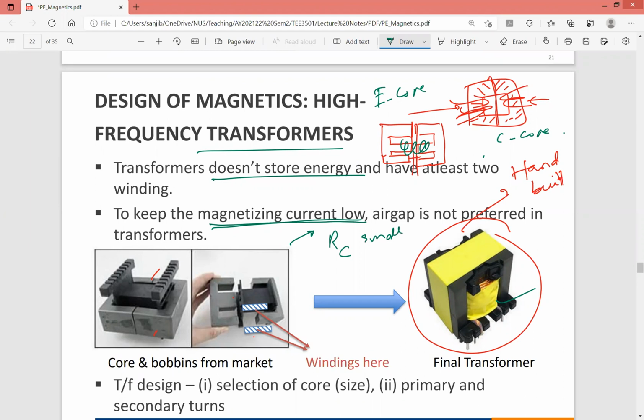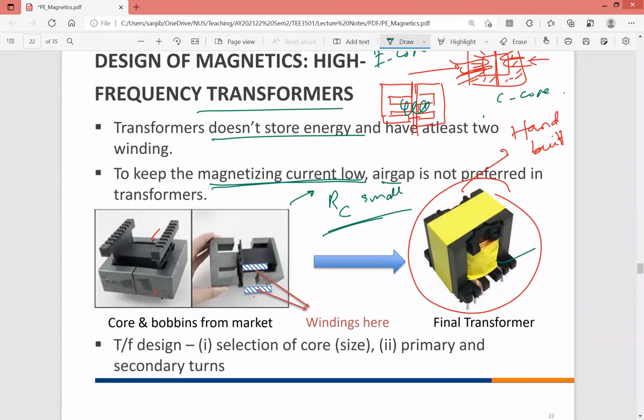How do you make the core reluctance small? The air gap should normally be minimum or not there. So you should not have an air gap. The core material should be closely tight, with no gap.